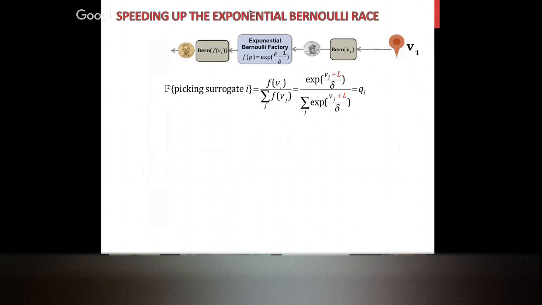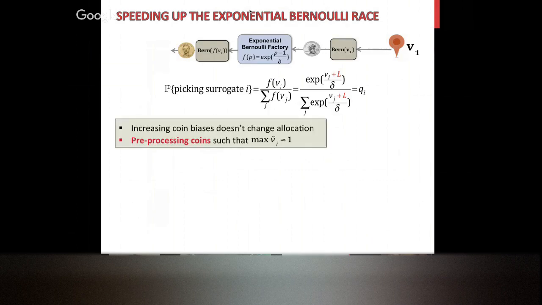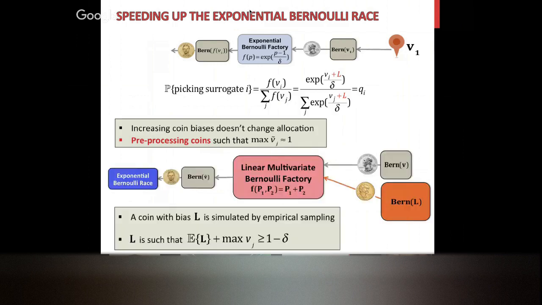But you can mix it with some other coin, where the L has been chosen in a smart way that pushes all the values such that there exists at least one of them close to 1, and then do the exponential. And this is essentially what we are doing. So we create a coin that has bias L, and L is a random variable whose expectation is such that L plus max v_j is greater than 1 minus delta. So you can think of L as a random variable that is filling the gap that you have.